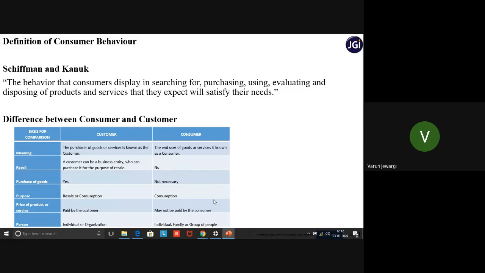Now these three things, when you see, before I talk about consumer behavior, let's understand who is a customer and who is a consumer. Okay, in the first year marketing you have studied, but let's understand again. Let's revise this. Customer is one who actually buys the product, but consumer is the one who is the actual user of the product. That's a simple way to understand who is a customer and who is a consumer.